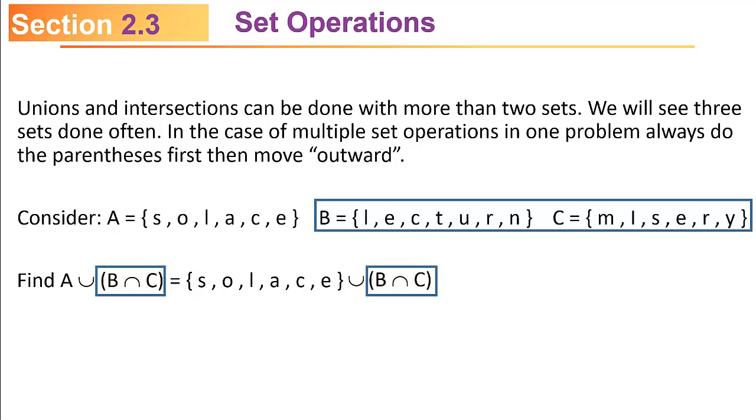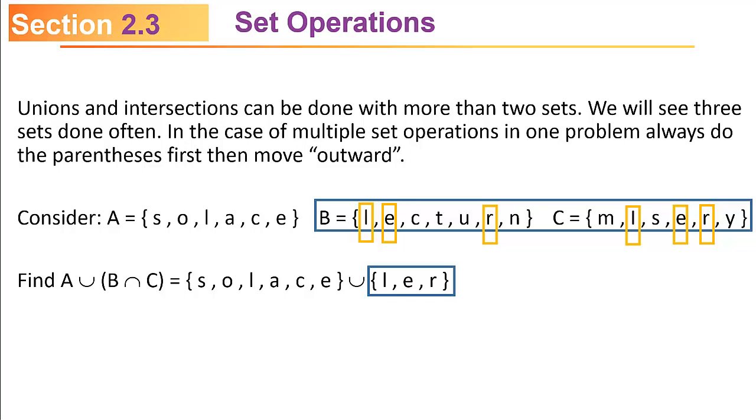B intersects C means the elements that are in common to B and C. So if you look back up at B and C, you can see that they both have the L in it, they both have the E, and they both have the R, and that's it. So the intersection of B and C, you can look back up and see that pretty easily. So you can see that the intersection of B and C is the set containing L, E, R.